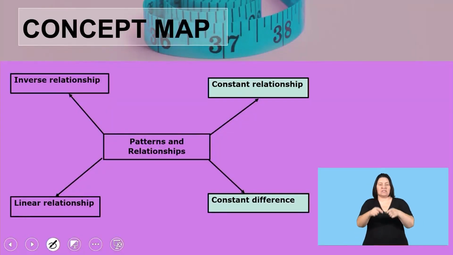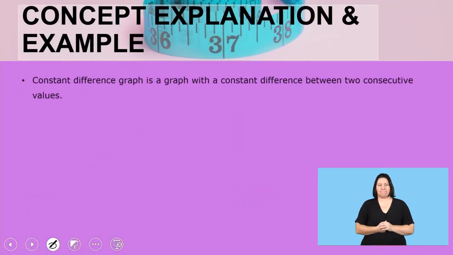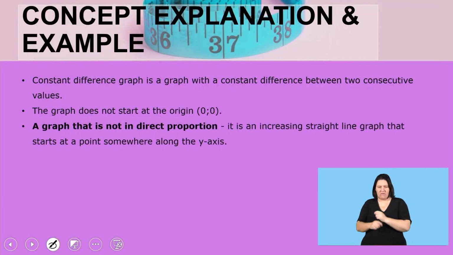Welcome back. The next section is constant difference. What is constant difference? Constant difference means it's a difference that one can see between two consecutive values. So the difference between two consecutive values does not change. It varies with the same number. So when you subtract one value from another, you get exactly the same value.